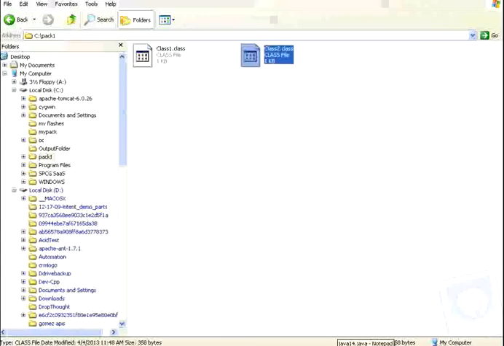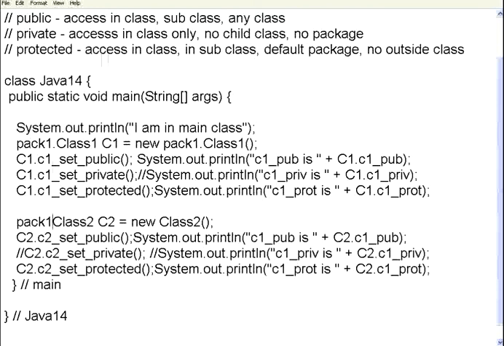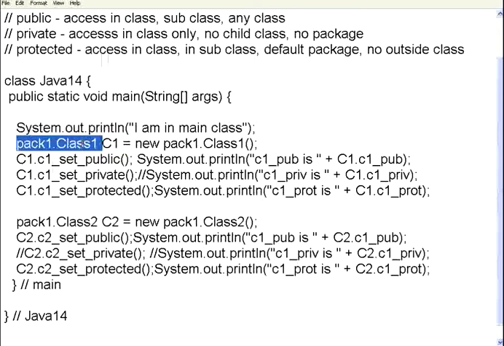Now I come back to the main file Java 14. In this one, since class 1 is placed in pack1, I put pack1.class1, because unless you qualify that with the package name, it is not going to work. Pack1.class2. Now let us try to compile this Java 14, because this uses two classes. Class 1 is a separate file under package 1.